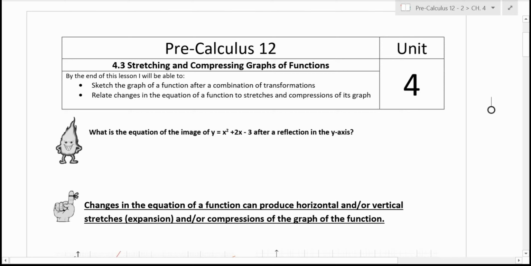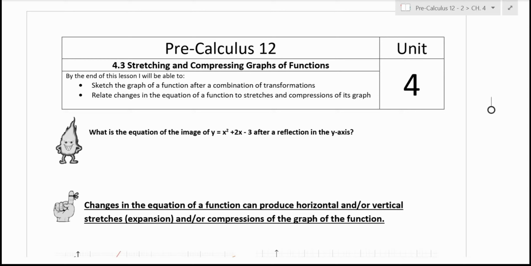All right, welcome back. This is 4.3. We are going to be looking at the stretches and the compressions of graphs of functions. Last two lessons we talked about translation and reflection. Today we're going to be talking about making the graph bigger, stretching it or compressing it.